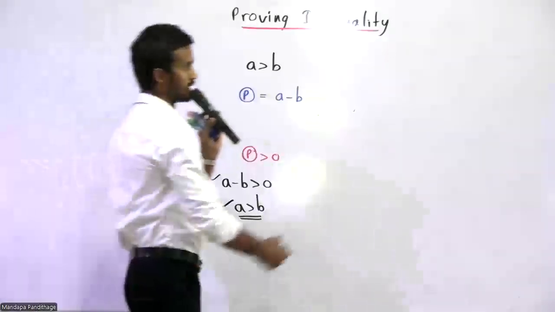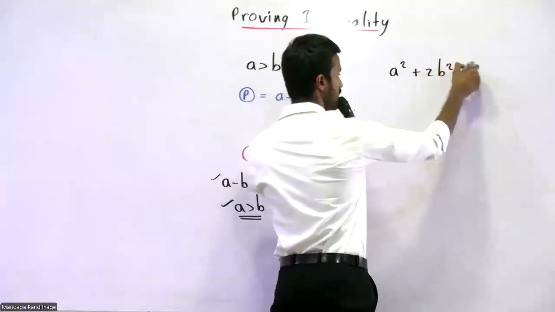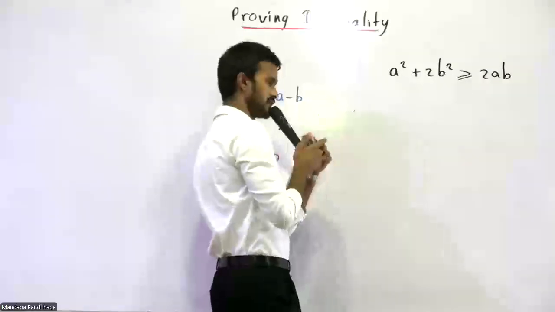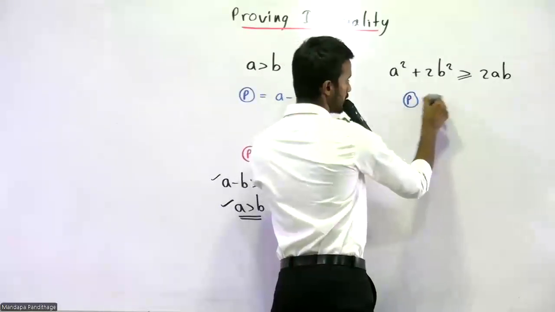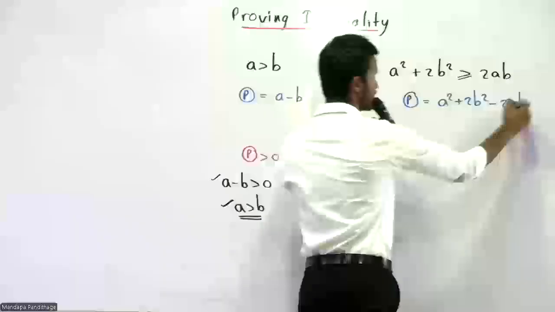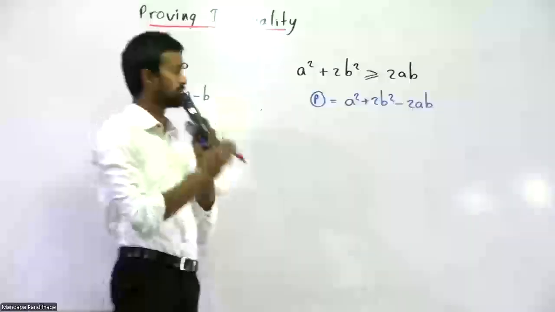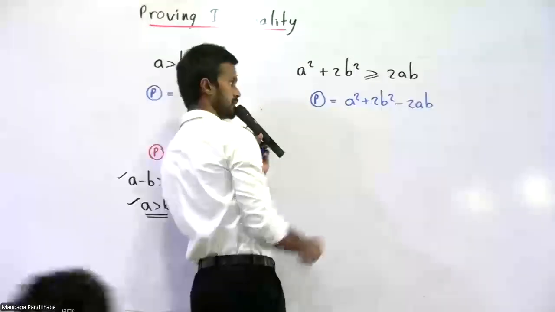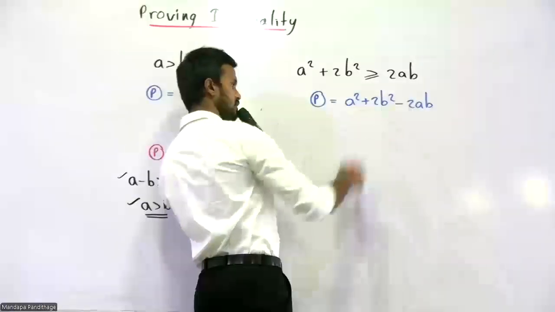As an example, suppose we're supposed to show that A squared plus 2B squared is greater than or equal to 2AB. According to this method, we write an expression P equals A squared plus 2B squared minus 2AB. These A, B are real numbers, so we know that this is positive and this is positive, because a square number is anyways positive.